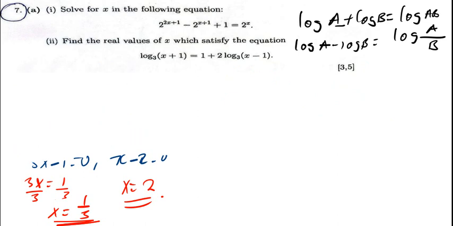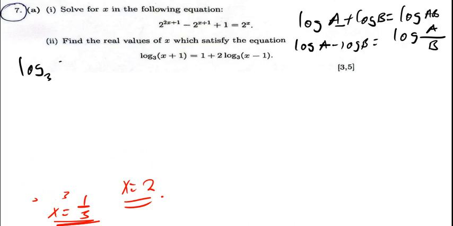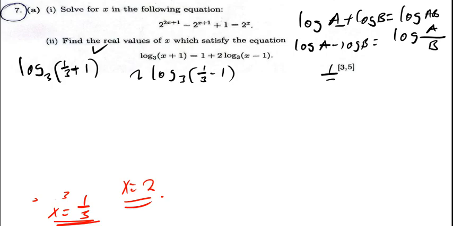Are these both the solutions of this equation? Let's see. So we have log base 3. Let's start with 1 over 3. This is going to give me positive, because it's plus. I'm okay with that. Let's go to the other log, which is base 3. Then we have 1 over 3 minus 1. So 1 over 3 minus 1, is it going to give me positive?